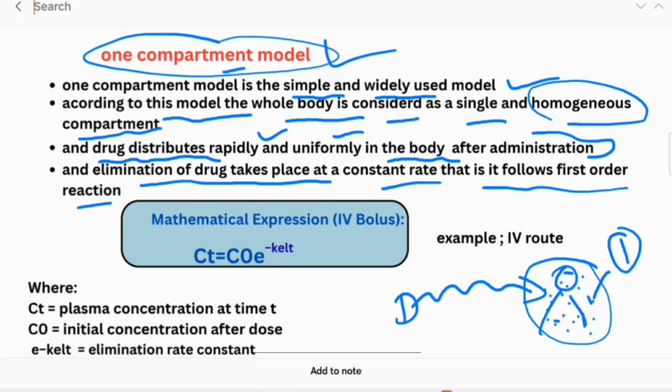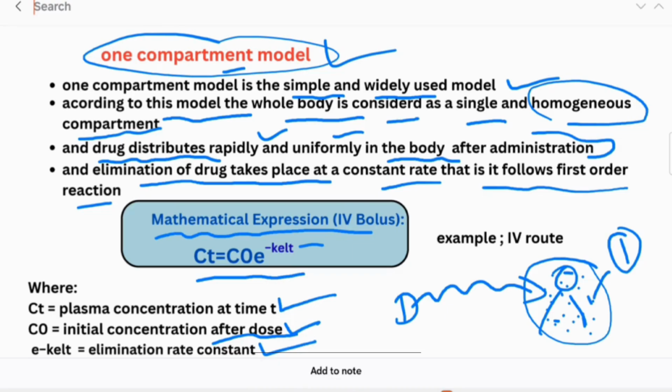And what is the mathematical expression of this compartment model? Here Ct is equal to C0 e to the power of minus Kel t, where Ct means the plasma concentration at time t, and C0 means the initial concentration after the dose, and Kel is the elimination rate constant.